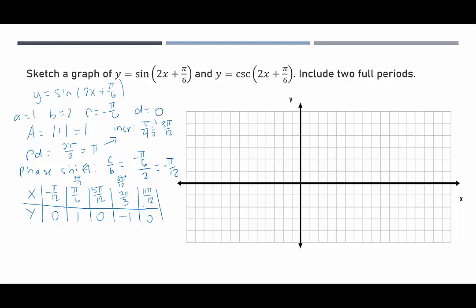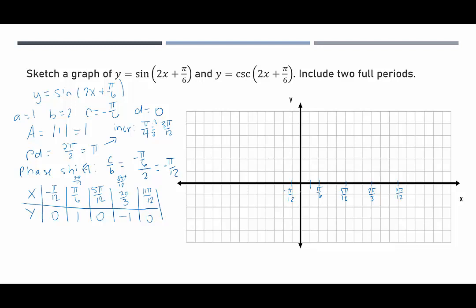On my graph, I'll count by units of pi over 12s, since that's what it looks like we have here. So here's negative pi over 12, 0 pi over 12, 1 pi over 12, this is 2 pi over 12, 3 pi over 12, 4 pi over 12, 5 pi over 12, 6 pi over 12, 7 pi over 12, 8 pi over 12, 9, 10, 11. I know how to count, I do. 11 pi over 12. And here's negative pi over 12.